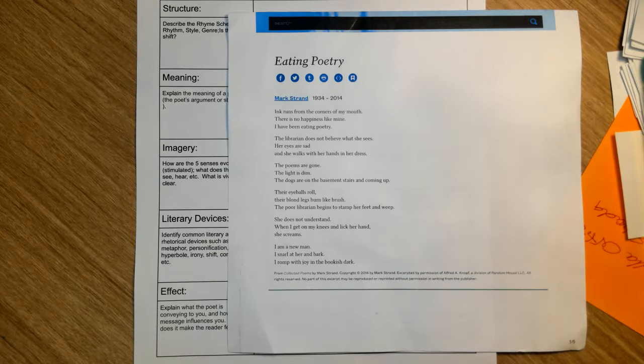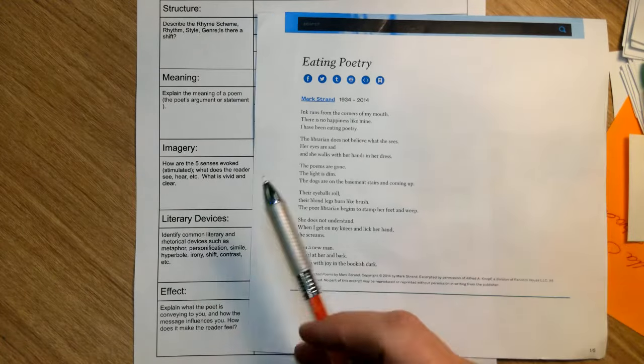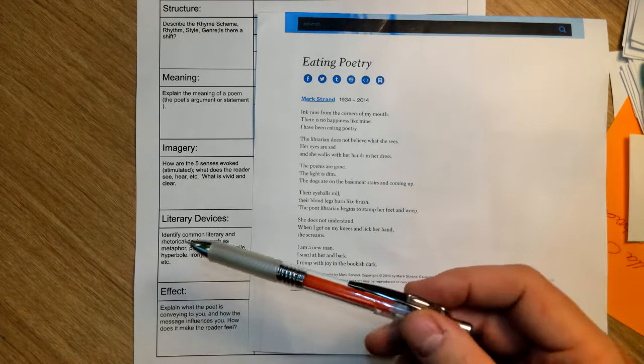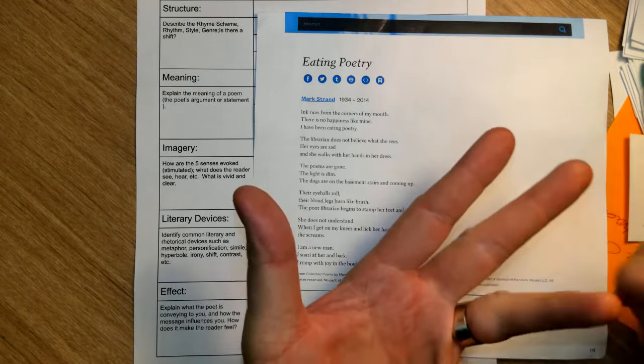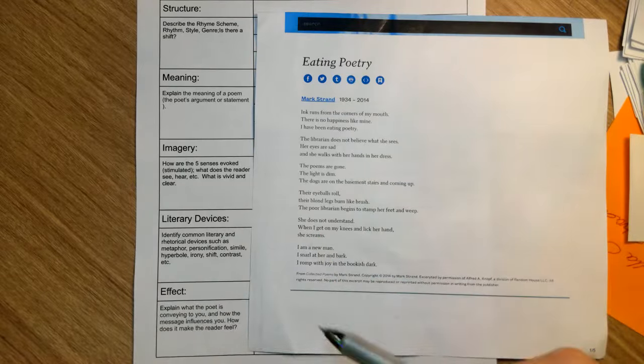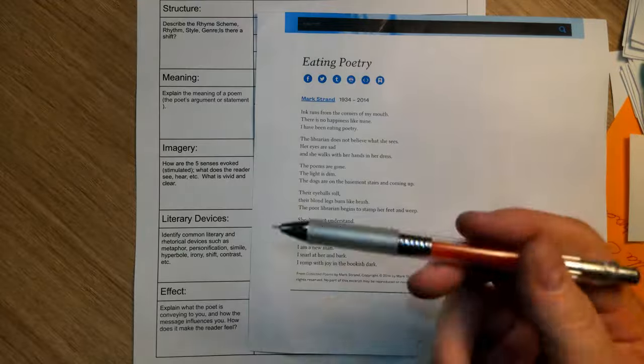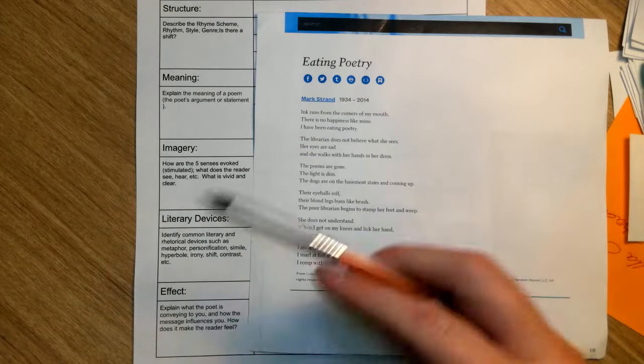We'll get back to the meaning afterwards. So now for imagery, imagery is one that we can always do. How are the five senses evoked or stimulated by the poem? So think of all five senses: what you can see, what you can hear, what you can feel, what you can taste, what you can touch. How does the reader see, hear, etc.? What is vivid and clear?